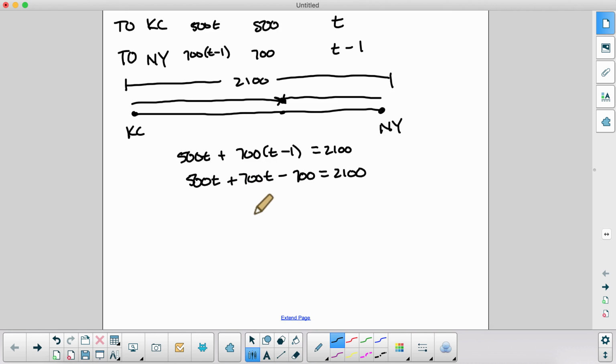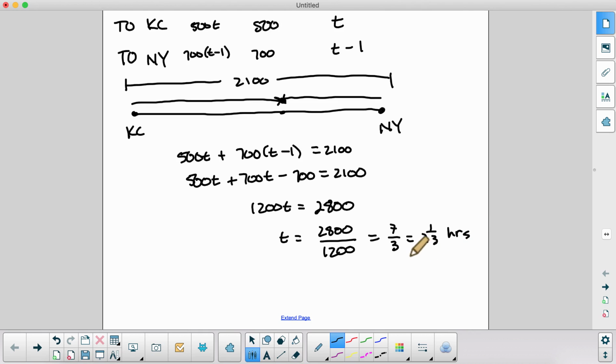And so we have 1200t is equal to 2800. So we take the time, and that's going to be equal to 2800 over 1200. And that's going to equal, let's see, 2800 over 12, so 14 over 6, which is 7 over 3, which is 2 and 1/3 hours, right? Which is actually 2 hours and 20 minutes. So that's how long it'll take.